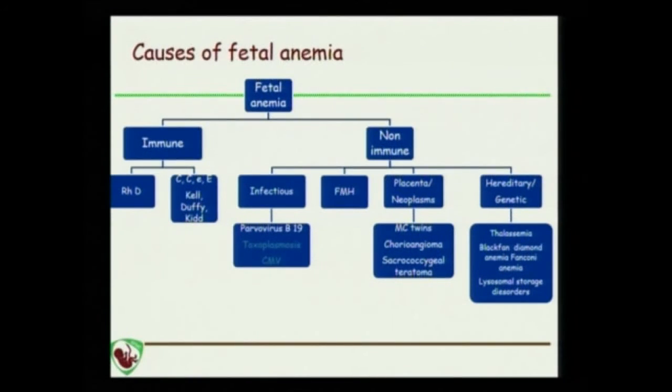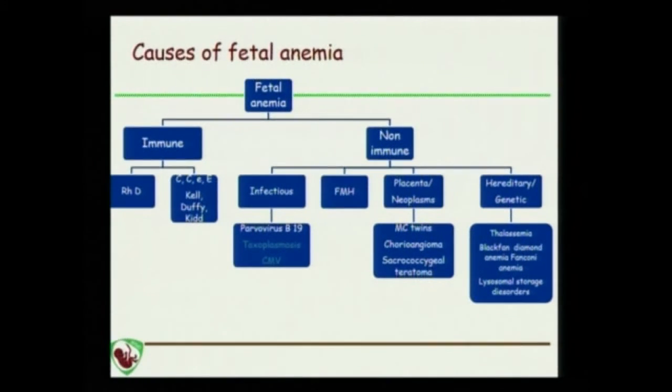And second is feto-maternal hemorrhage. Sometimes there's no obvious hemorrhage, but this hemorrhage happening can give rise to a problem even in an Rh positive mother. So you've got to think of all these conditions when the mother is Rh positive and there is still a hydrops or anemia in the fetus.